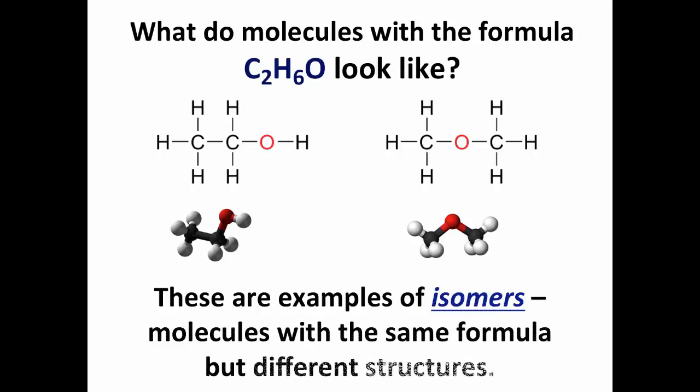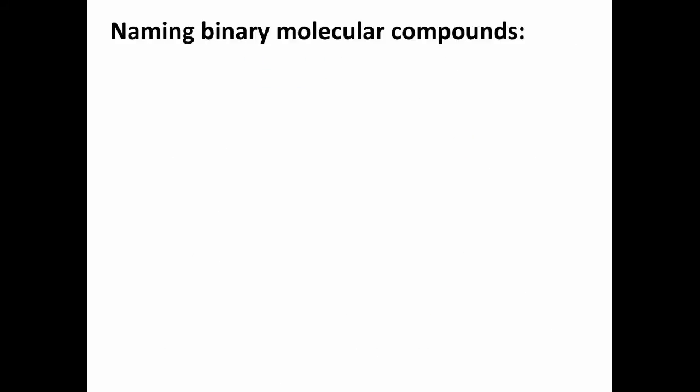So these are examples of what are called isomers, molecules that have the same formula but different structures. There's actually many different types of isomers. These are called structural isomers, just something you should be aware of at this point.